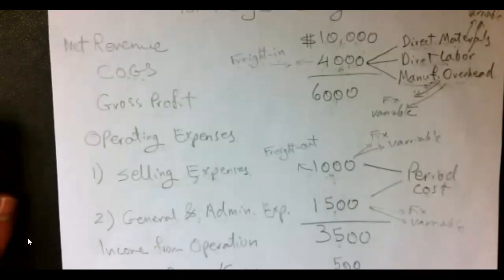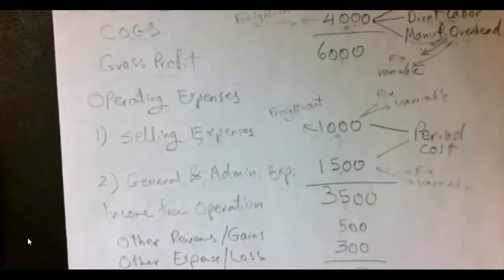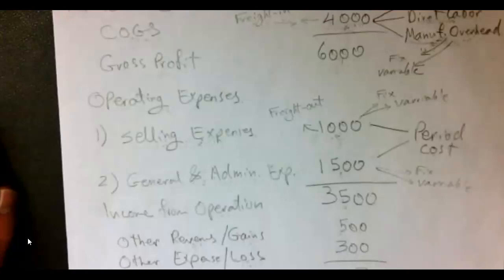So anyway, here is the revenue minus cost of goods sold gives you gross profit. You learned that already in Accounting 101. Gross profit minus selling expenses and general administrative expenses combined, 2,500, will give you income from operation of 3,500. So 6,000 minus 1,000 minus 1,500 gives you income from operation of 3,500.